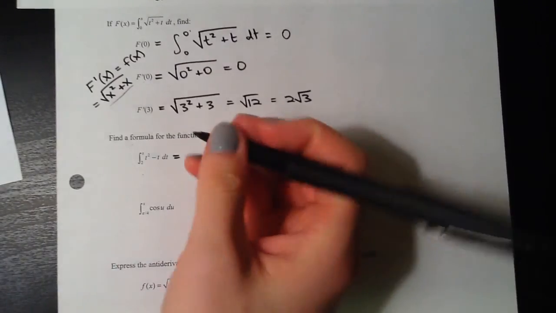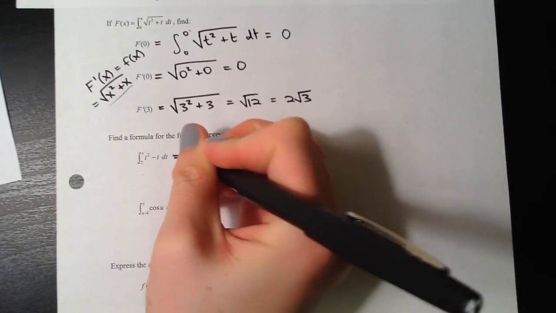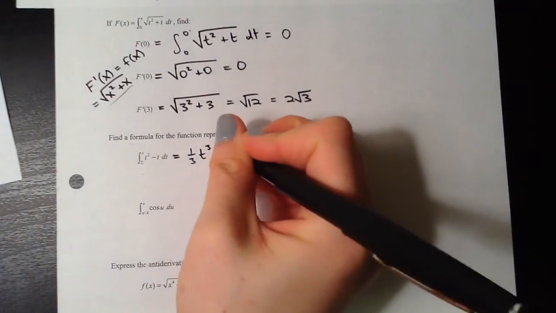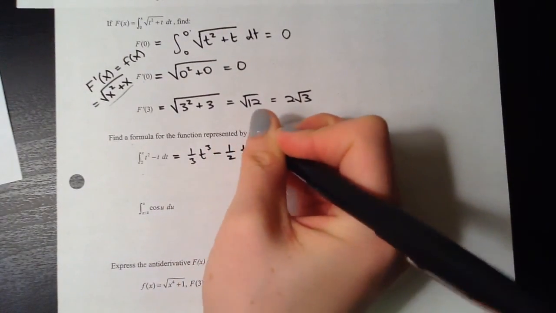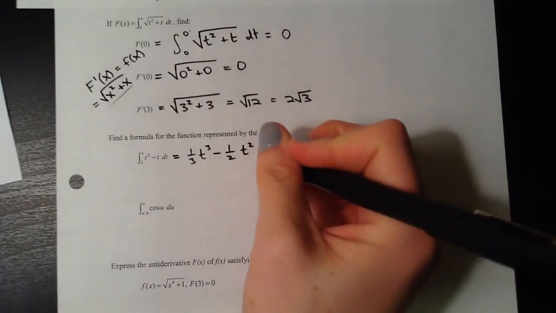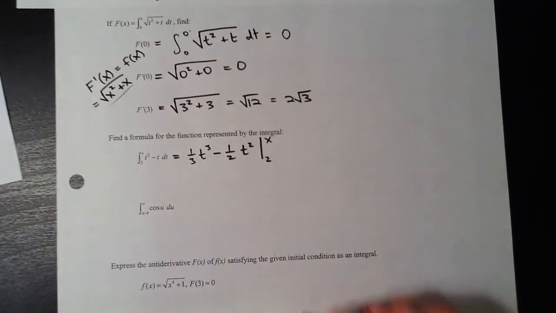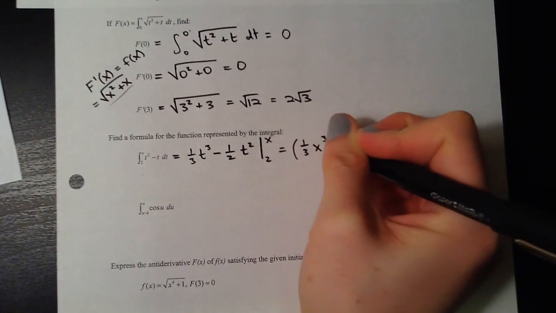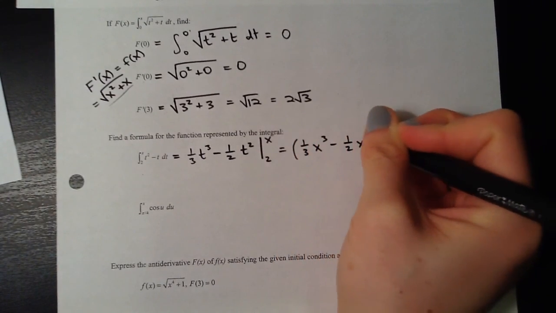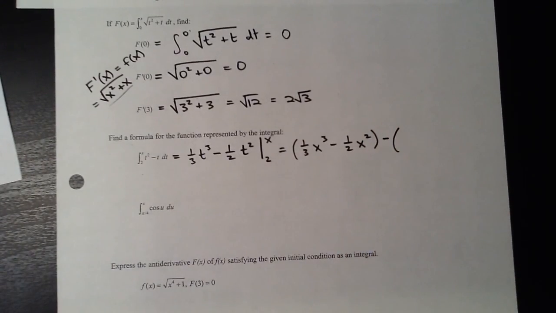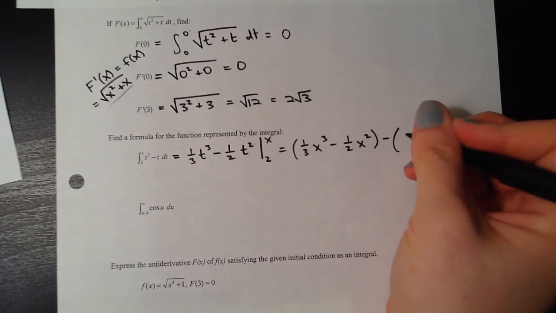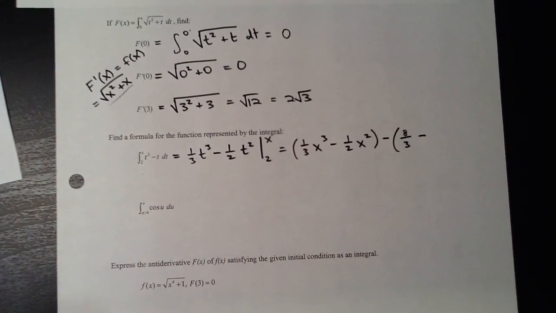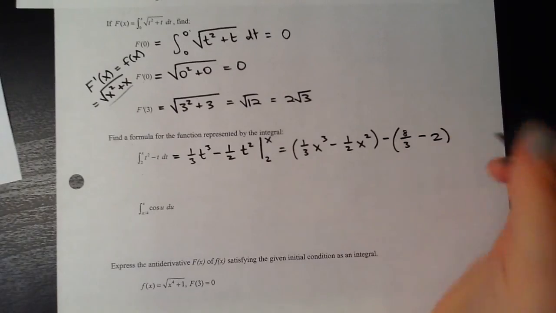I'm going to take the antiderivative of this. Antiderivative of t squared is 1/3 t cubed. Antiderivative of t is 1/2 t squared. Now remember, definite integration does not need a plus c. So I'm going from 2 to x. So first plug in the x. Minus, and then plug in the 2. So 1/3 of 2 cubed, it's 8/3, minus 1/2 of 2 squared, leaves us with 2.